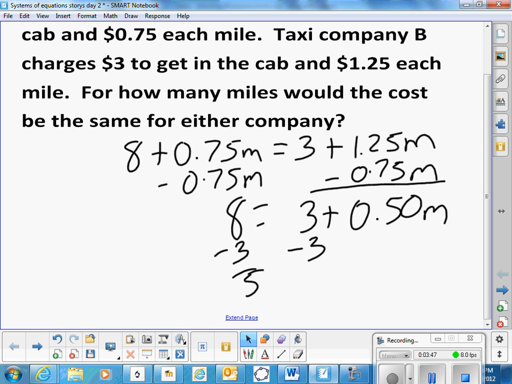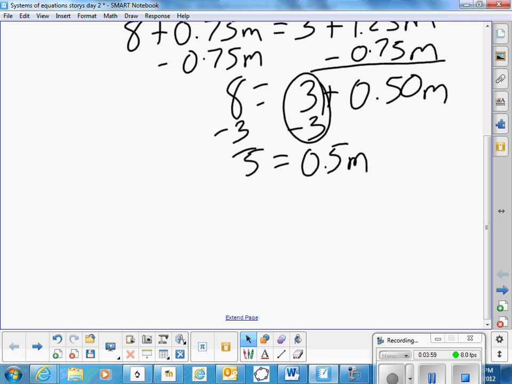Subtract 3 from each side. So 5 equals 0 plus 50 cents per mile, or just 50 cents per mile. And then we divide by 50 cents, or half a dollar, divided by 1/2, divided by 0.5. So the number of miles for this case also equals 10 miles.